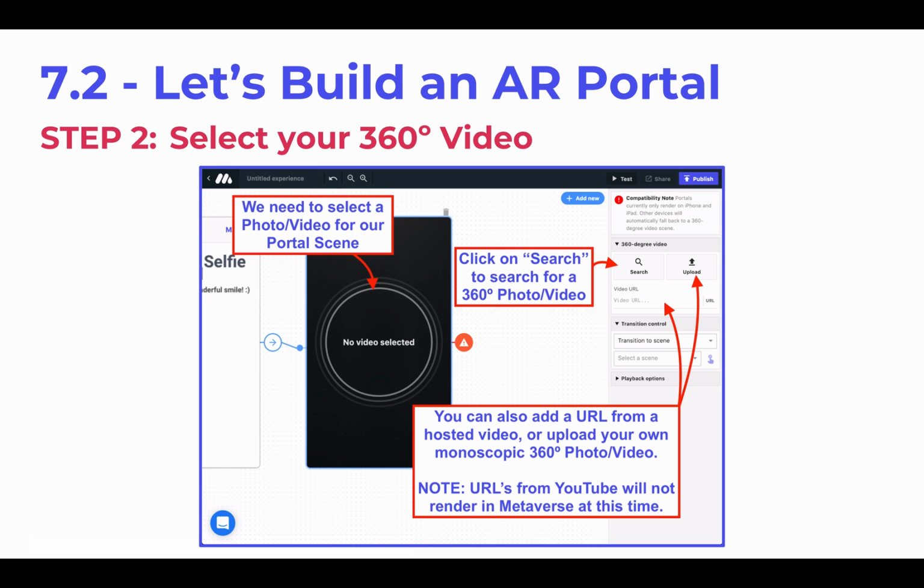Now you may have noticed that we haven't selected a photo or video in our portal scene yet, and we're going to do that by clicking on Search in the right-hand menu. But I also want to talk about the other two things that you can do to display 360 as an AR portal. You can click on Upload to upload your own 360 photo or video. One thing you want to make sure is that the video is a monoscopic 360 photo or video, otherwise it won't render properly. The other thing you can do is you can add a video URL from a hosted video.